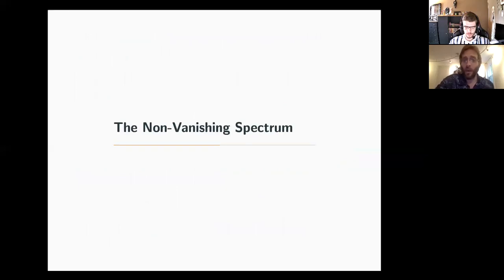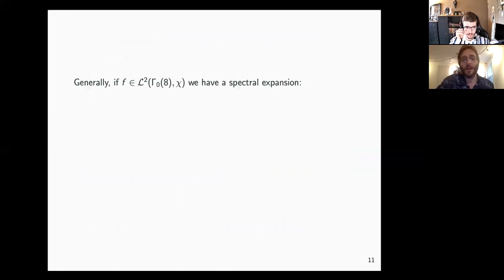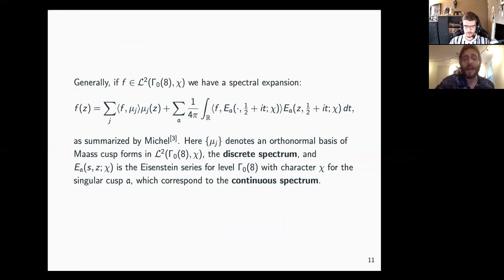So what's interesting about this spectral decomposition? First we should talk about what a spectral decomposition actually is. If I have a function that is square integrable, we can write it as a linear combination of Maass forms, where the coefficients are given by the Petersson inner product of the original function against those Maass forms, plus a sum of integrals against Eisenstein series. Eisenstein series are like the ones we saw in the previous slides with some tweaks. These Maass forms are automorphic forms.